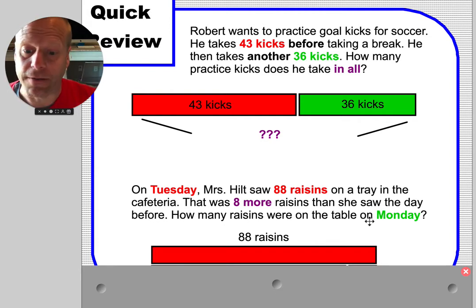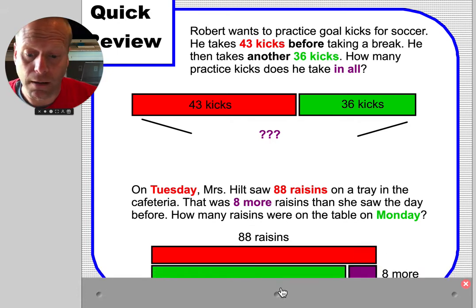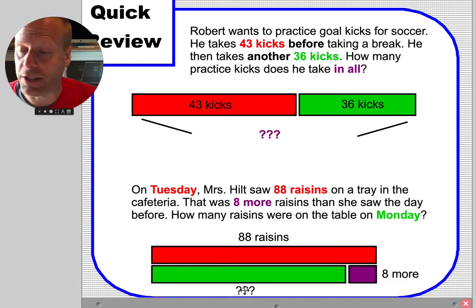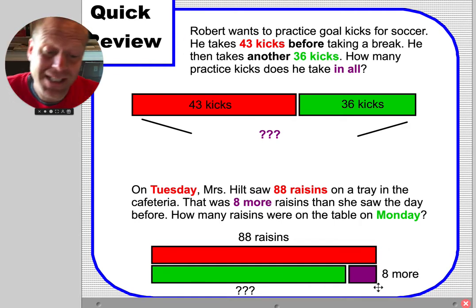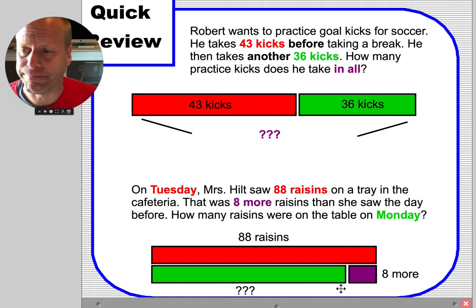But on Monday here, we do have 2 things going on. We have a number that we don't know. That's the green box. So there were some raisins on Monday. All that we know about them is that they were 8 fewer, right, than the day before. Or this plus 8 more would be the same as that. I'm saying the same thing both ways. But anyway, we have the more part. We have the Tuesday part, and we're solving for the Monday part.